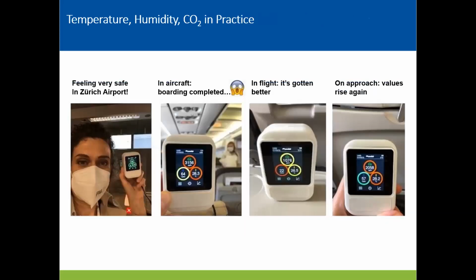Just as an aside, I had a colleague in Europe that took some of this out into the field to take a look at how this would actually translate to a commercial flight. In the airport, we saw a lot of green values here, with those three parameters measured in the airport all within the values I showed on the previous slide. But some interesting things happened in flight, of course.